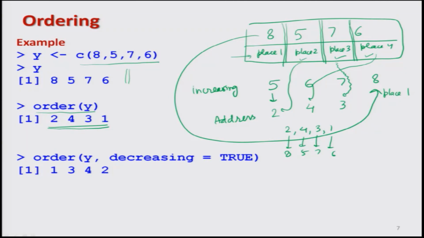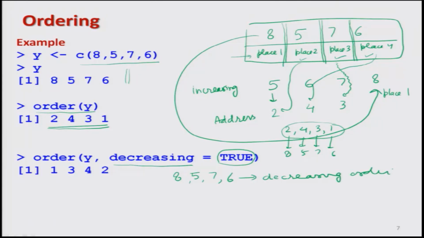And similarly, when I want this order in the decreasing sequence, and I write decreasing equal to true instead of false, then just the opposite of this happens. These values 8, 5, 7 and 6, when arranged in decreasing order, will come out as first the maximum value 8, then the second largest value 7, then the third largest value 6, and lastly the smallest value 5.